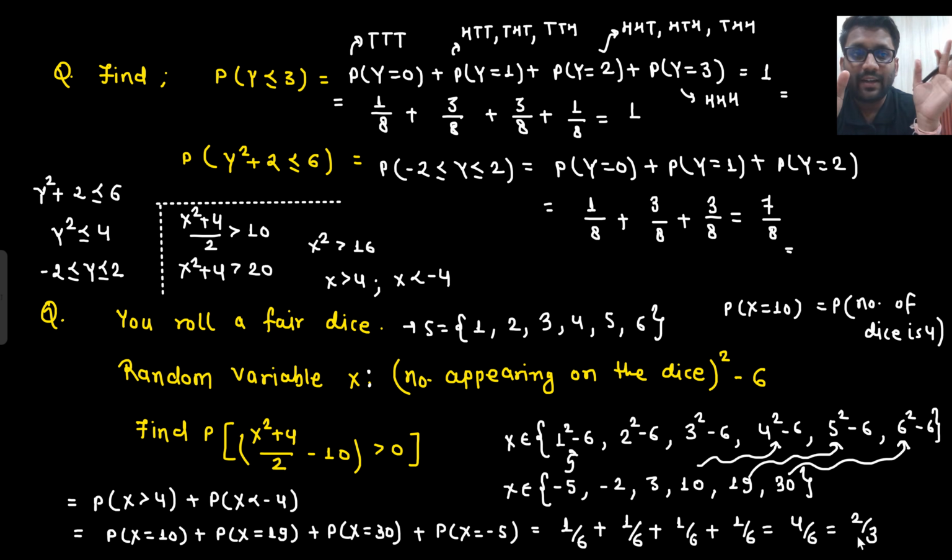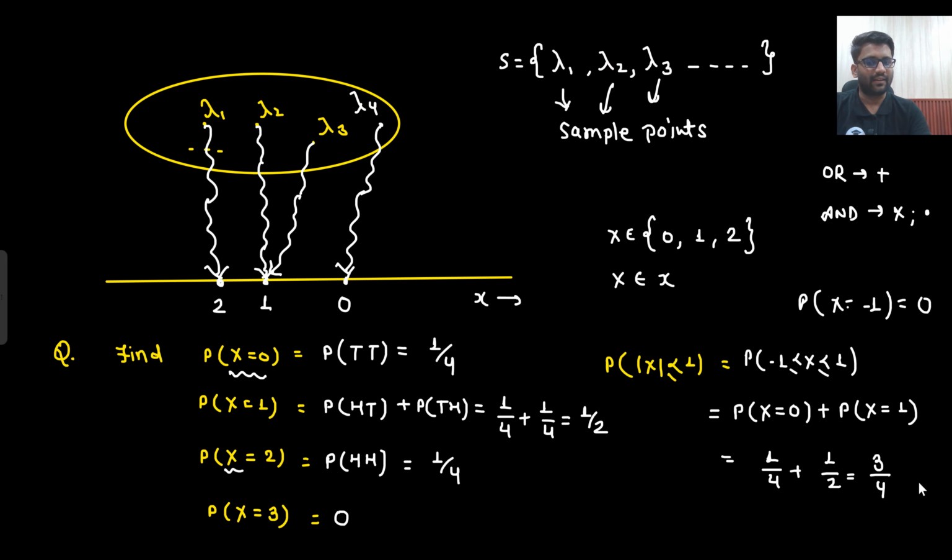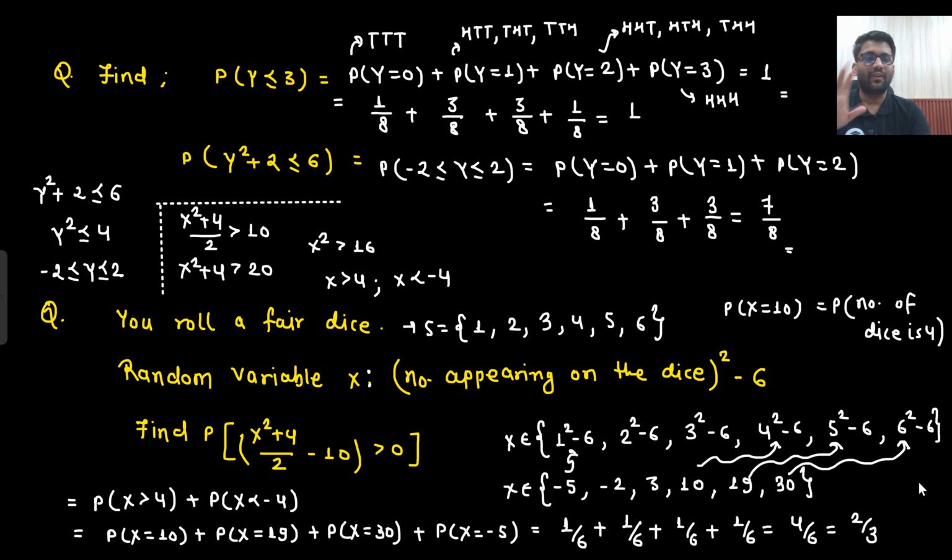You can define the random variable in any manner. I did an experiment, I got some sample space, and now I can define the random variable in any manner. Previously I was defining it as the number of heads, or the number of tails. But now I defined it as whatever number you get on the dice, take the square minus 6. So now your X can take values minus 5, minus 2, 3, 10, 19, 30.